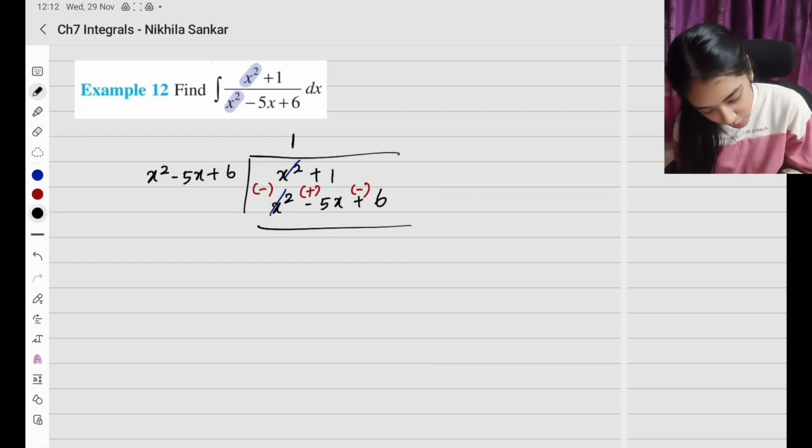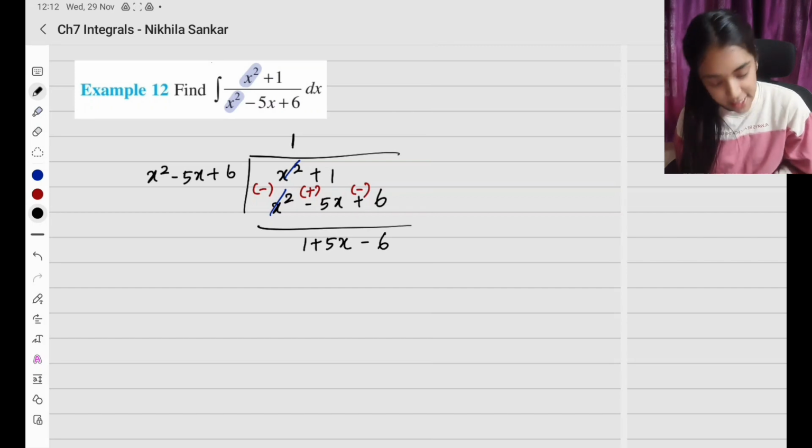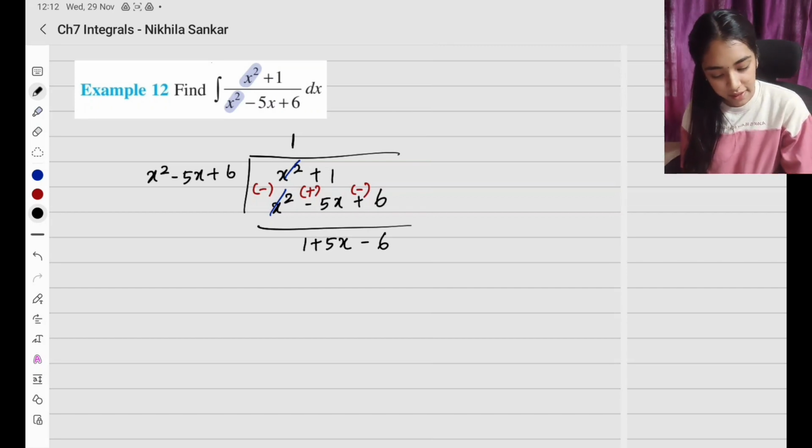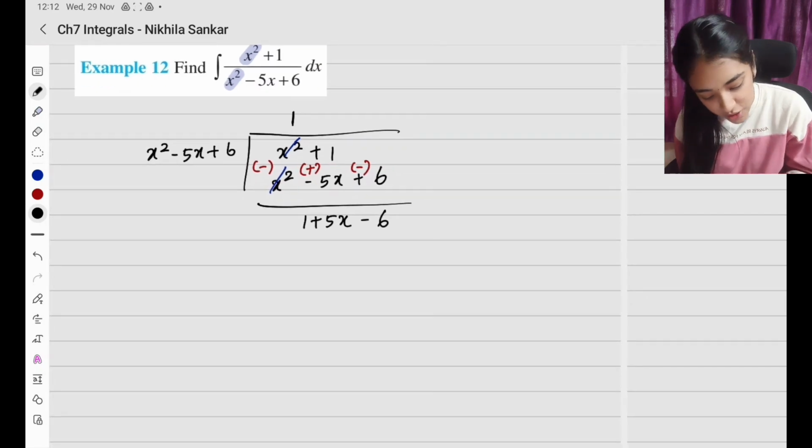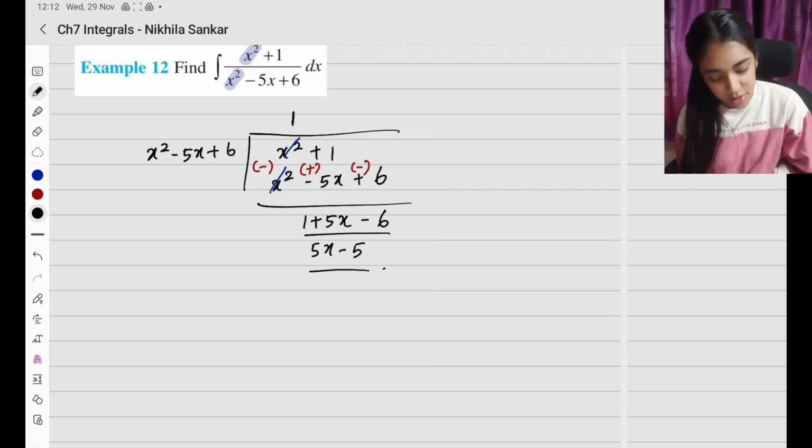The remaining terms are going to be 1 plus 5x and what is remaining? Minus 6. So 1 plus 5x minus 6 is what is remaining. So either simplify panna, I have 5x minus 5. So this is going to be the remainder. Quotient என்ன இருக்கு? 1.